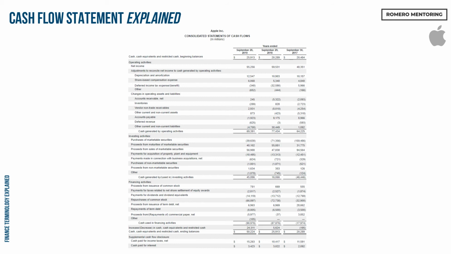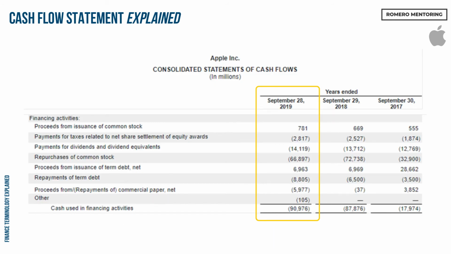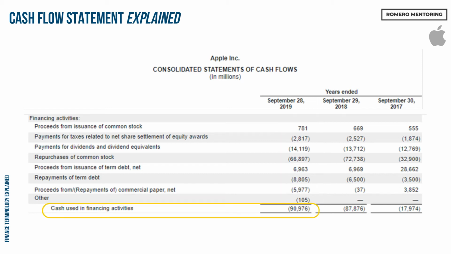Now let's examine more closely the financing activity section. In 2019, the financing activity section was minus $90.9 billion. But if we examine this a little bit more closely, we can see that Apple paid their shareholders in the form of dividends and repurchasing their own stocks. They paid $14 billion in the form of a dividend, and they repurchased $66.8 billion of their own shares. And when you add the aggregate of this amount, the net will give you $90 billion.